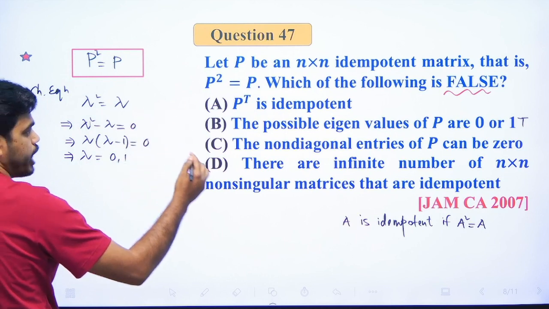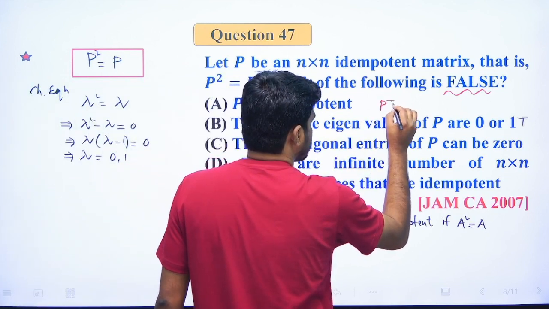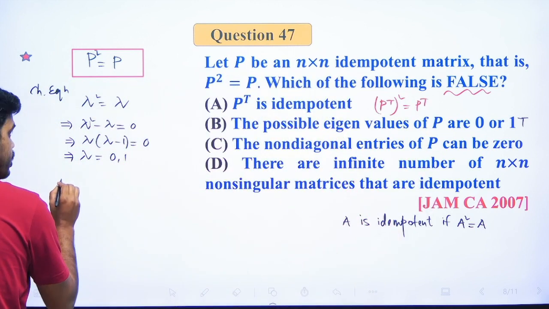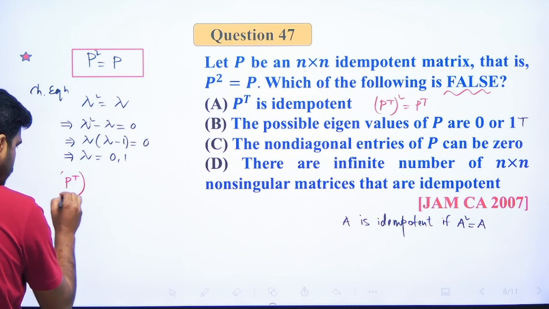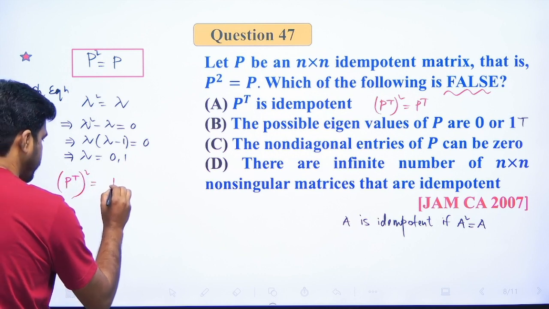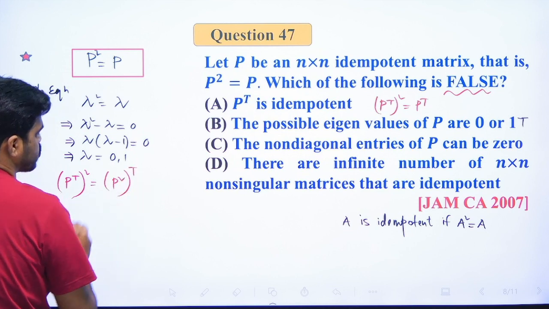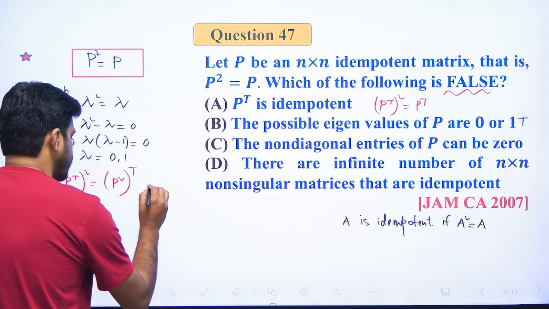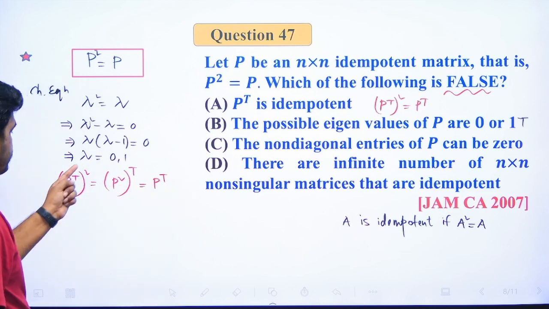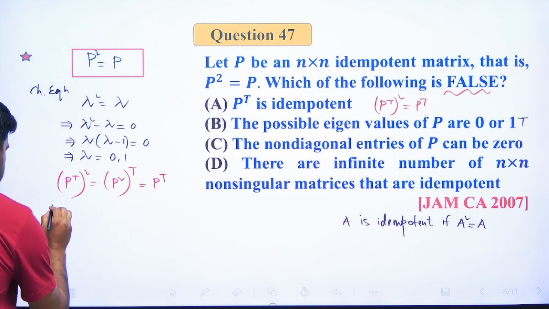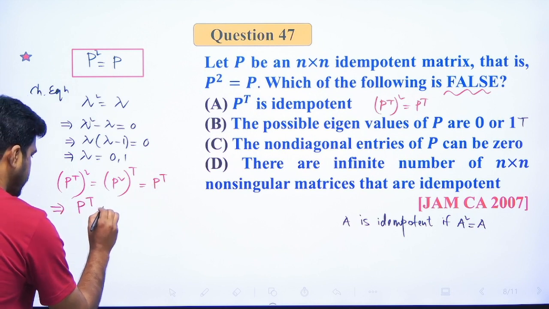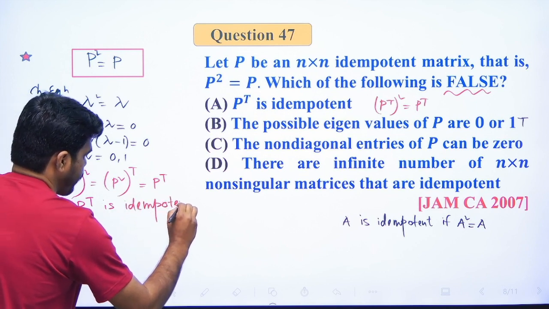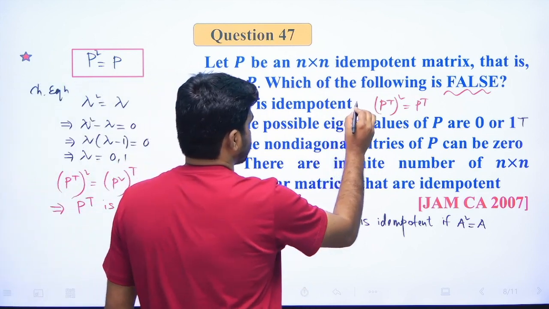P transpose will be idempotent if we can prove that P transpose square is equal to P transpose. So for option A, P transpose square can be written as P square transpose. It is given that P is idempotent, that means P square is equal to P. So P transpose square is equal to P transpose. From this we conclude that P transpose is idempotent. That means this is also true.